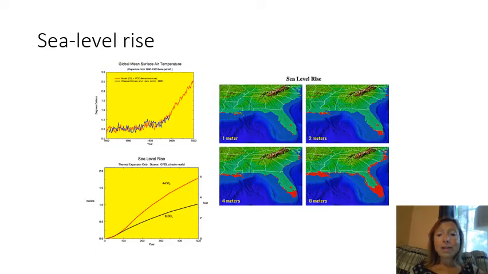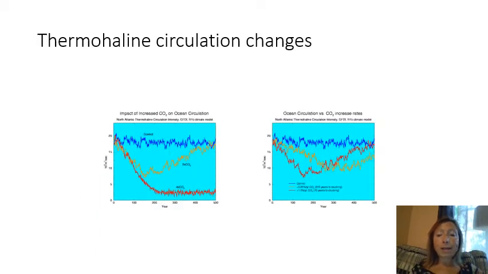Another example is, of course, the sea level rise. What we see here are the changes in the sea level under double and quadruple concentrations of carbon dioxide as well. And as you can see, under quadruple concentrations, we see a very dramatic sea level rise. Essentially, half of Florida and the eastern coast of the United States is going to be underwater. Another example, changes in the thermohaline circulation.